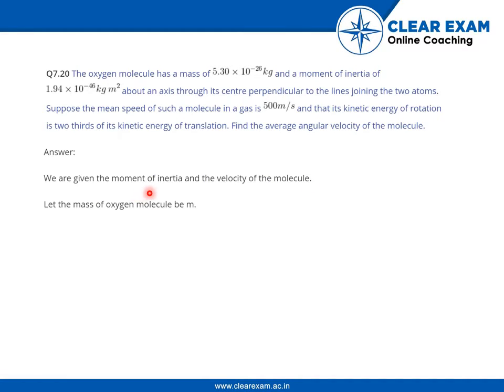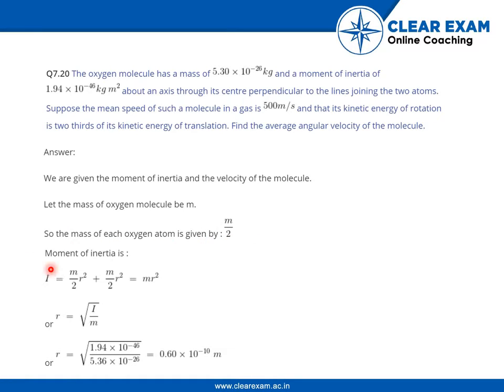We are given the moment of inertia and the velocity of the molecule. Let the mass of the oxygen molecule be m. So the mass of each oxygen atom is m/2. Moment of inertia is I = (m/2)r² + (m/2)r², which gives m r². So r is the square root of I/m, that is 1.94 × 10^-46 divided by 5.36 × 10^-26, which gives us the value 0.6 × 10^-10 meter.